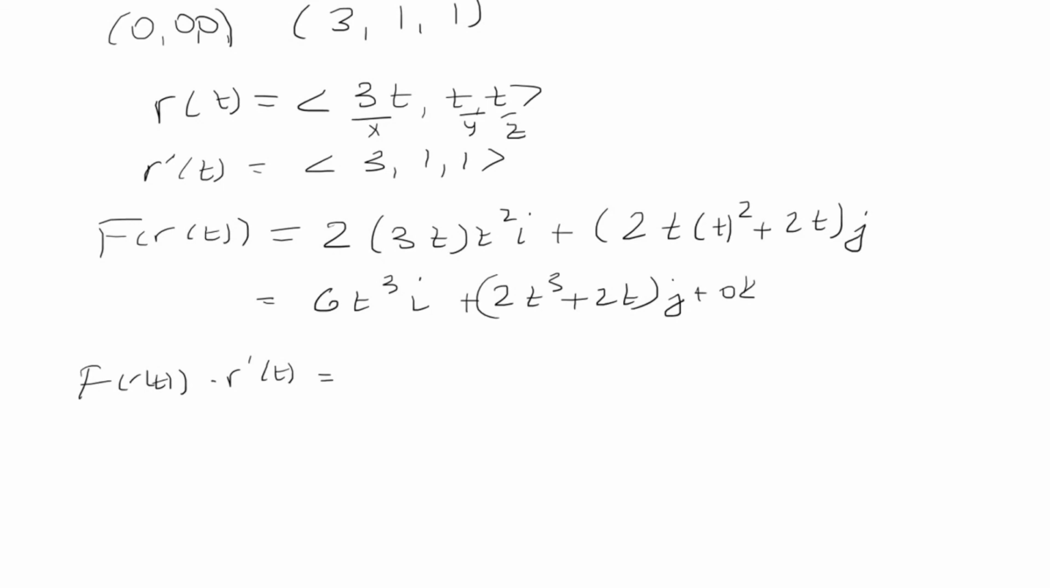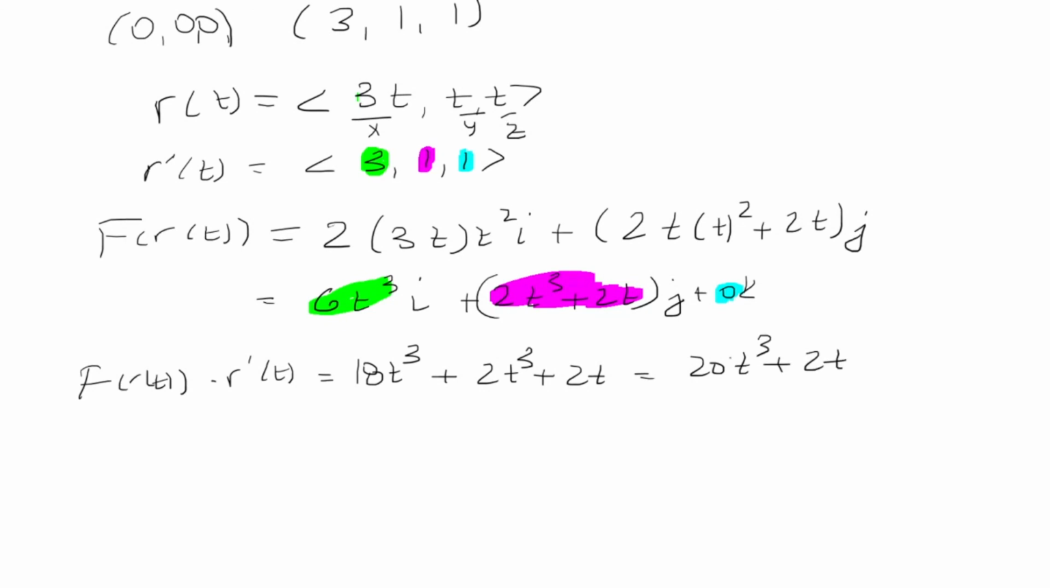So here we'll be multiplying the x's. So it's 3 and 6t cubed. Then multiplying the y's: 1 and 2t cubed plus 2t. And then the k's: 1 and 0. So when we multiply them, 3 times 6t cubed is 18t cubed. And then 1 times 2t cubed plus 2t is just that. And 1 times 0 is just 0. So this will just be 20t cubed plus 2t.